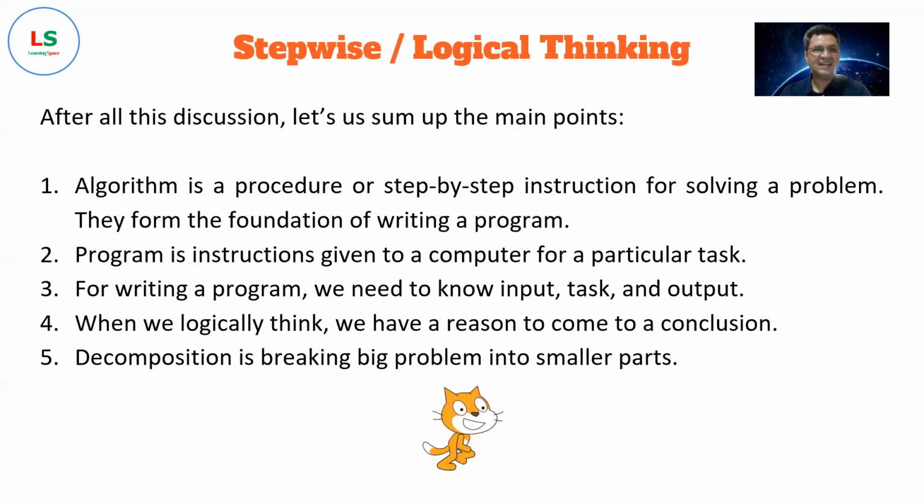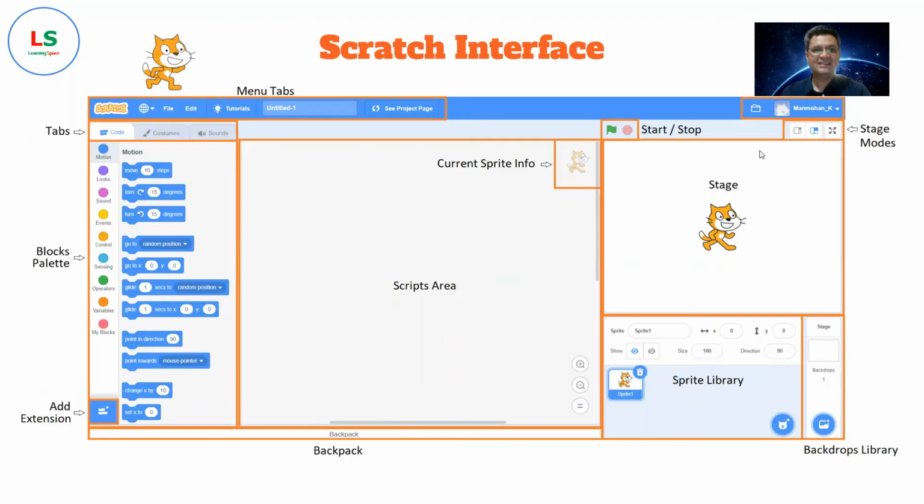Now, let's see how the Scratch interface is and how we name the different parts. So here we have the Scratch interface. The main part is the stage where the sprite performs, and all the sprites come to us from something called the sprite library. At times there is also a backdrop which comes from a backdrops library. Now the stage can be minimized or maximized, and there are stage modes for that, which you can see on the right top corner of the screen.